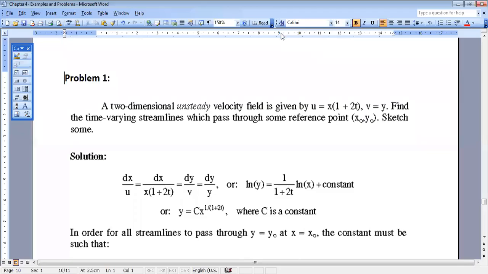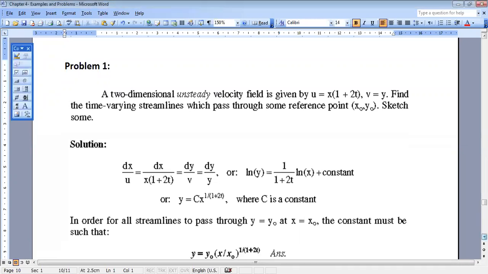We have an unsteady application, so you will have the time as a parameter. For each time t, you get a series of streamlines. Now, what I want you to do is find the time varying streamlines which pass through the reference point x0, y0. To find the streamline equation that passes by x0, y0, all you have to do is replace x by x0 and y by y0 in this equation. Then you will get the streamline equation passing by this point.